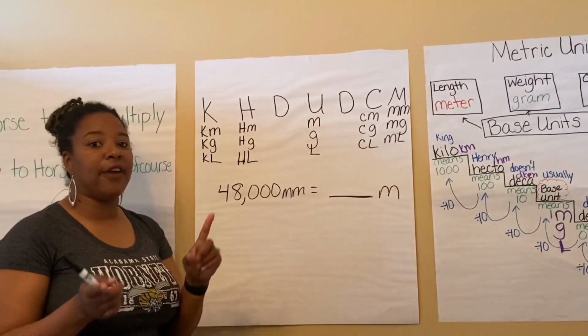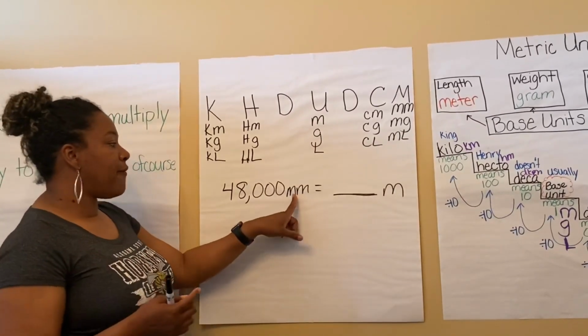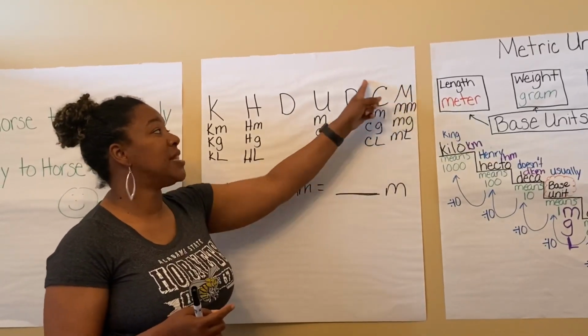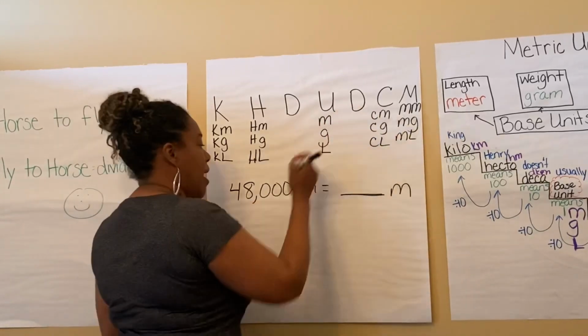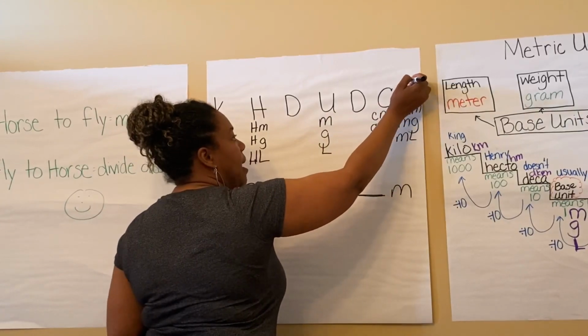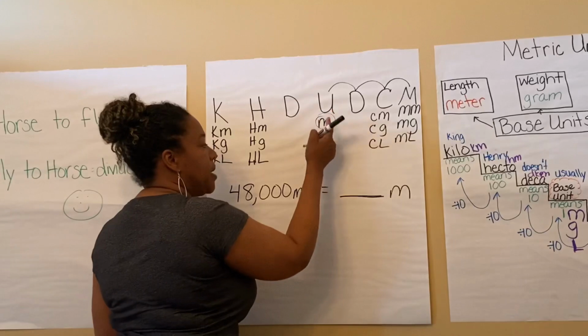And it's just like we did before. If we go to the left, we're dividing. If we go to the right, we are multiplying. So I'm going from millimeters to meters. I'm going to start here and go to the left, so I'm going to divide, basically taking zeros off. See how many jumps I would make? That would be 1, 2, 3 jumps to get to meters.